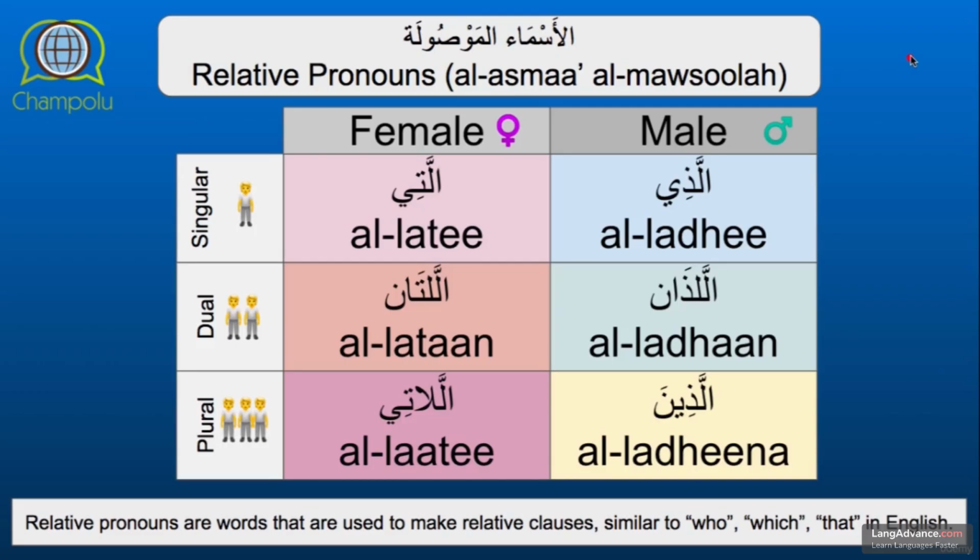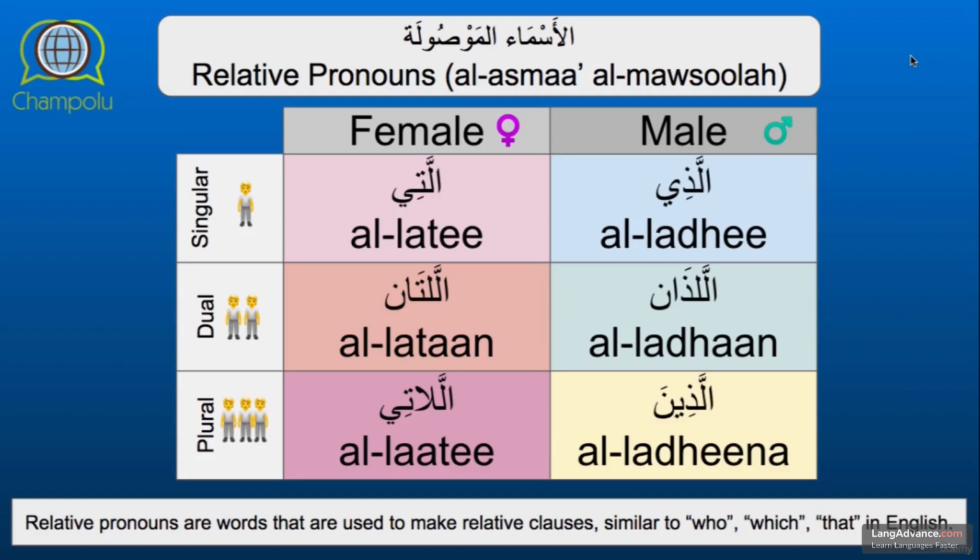Hello everyone, and welcome to our lesson today. Today we are going to talk about what we call in Arabic الأسماء الموصولة, which means relative pronouns, or the way we make relative clauses in Arabic. So it's more like how we say in English who or which or that, the man who I saw, or the thing that I did.